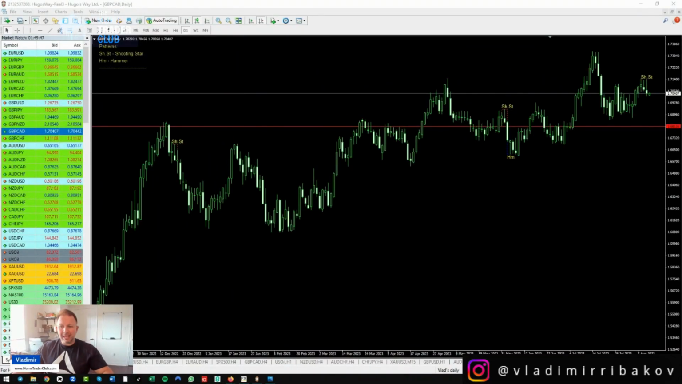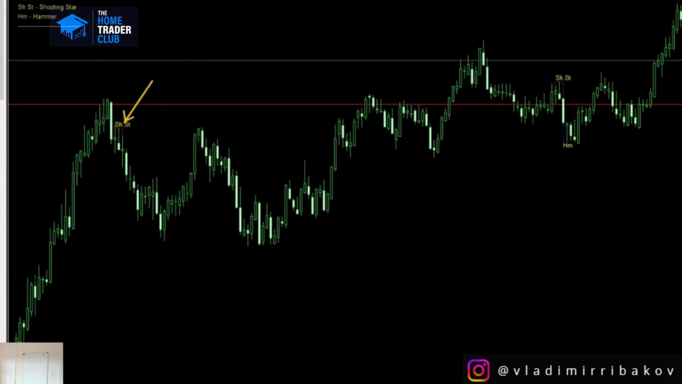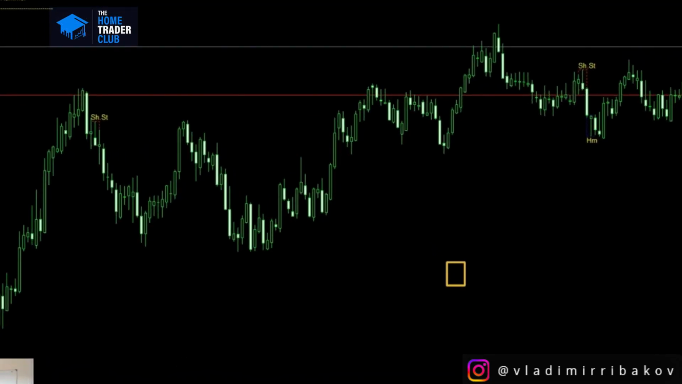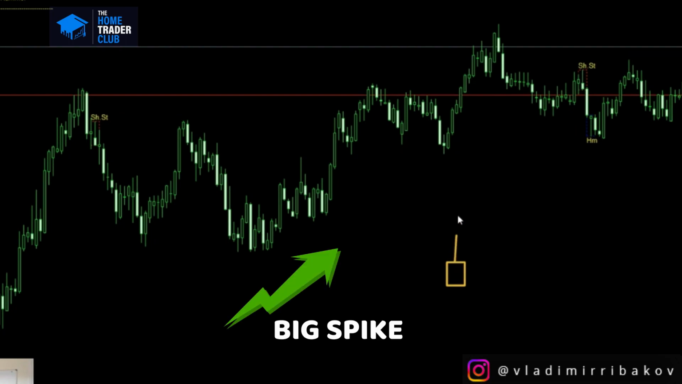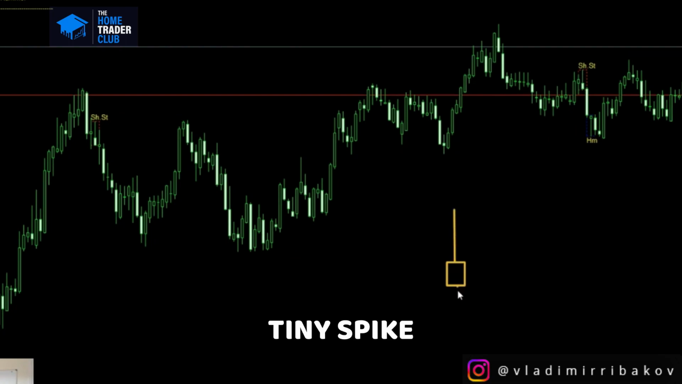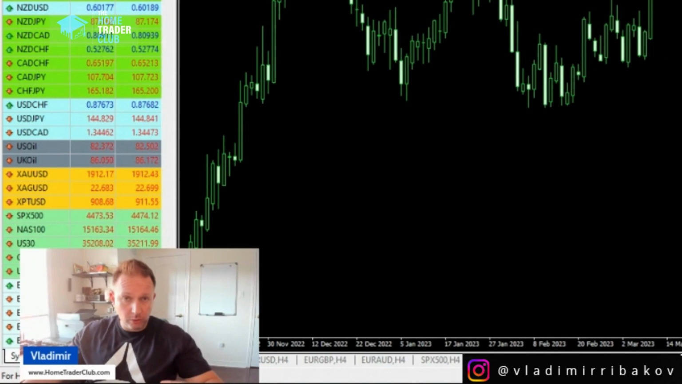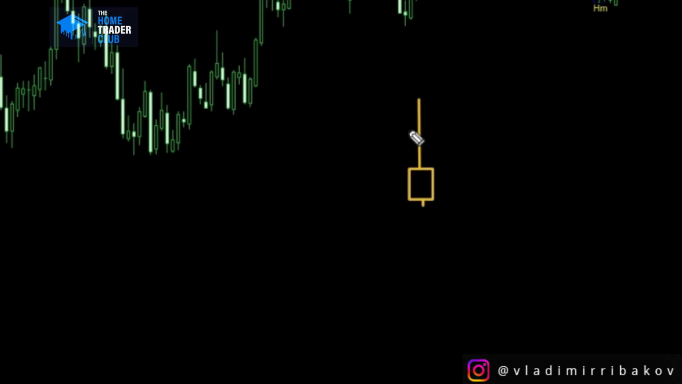So first of all, what is a shooting star? As you can see right here, and at that point, and that point, and right here. Okay, so it looks like a little body with a big spike. There could be a tiny spike on the bottom as well, but the bottom line is you got a spike which is bigger than the body. Okay, what you need to note here, and that's an important thing because many traders don't pay attention to that, is the size of the body.